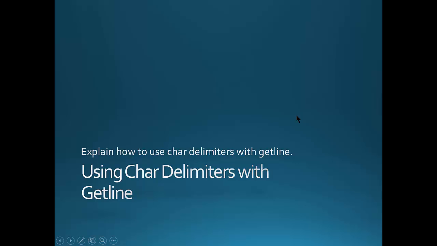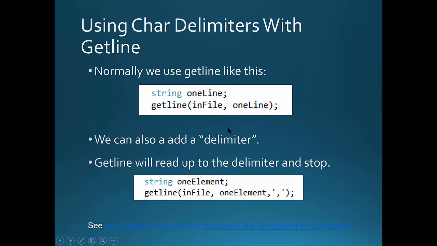And the first thing is, if we look at getLine, normally you use getLine like this, where you have a string and you say getLine, and either you're using getLine with cin or you're using getLine with a file. When you use getLine, it gets one entire line. Basically, it reads all the way till it gets to a \n, a carriage return.